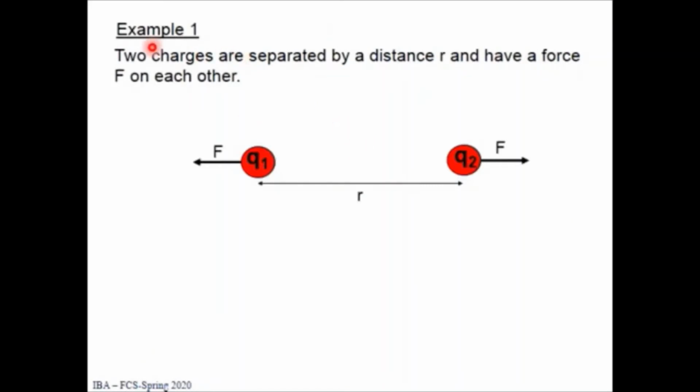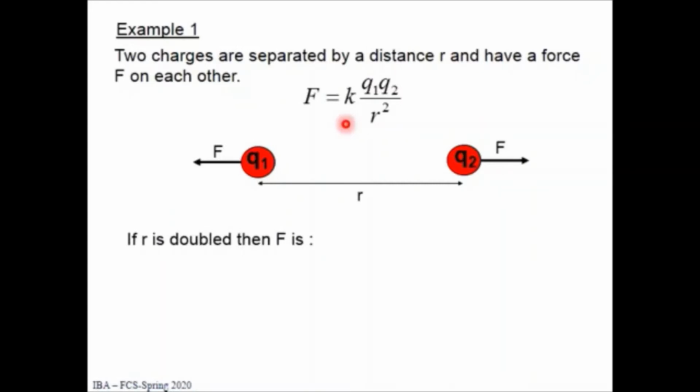Let me show you one example. Two charges are separated by a distance r and have a force F on each other. According to Coulomb's law, this force can be determined through these equations. If Q1 and Q2 are known and the distance between the two charges is also known, then we can find the force by using these equations. Now it is better if you pause this video and answer it.